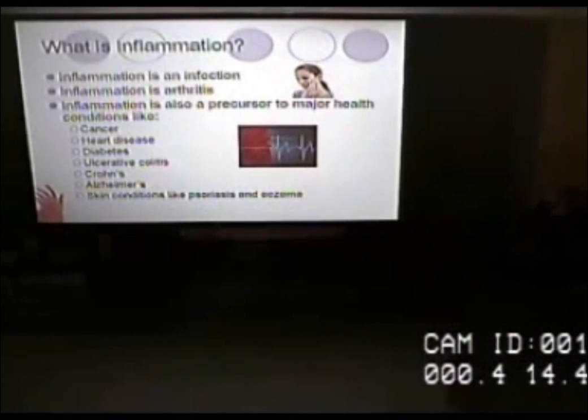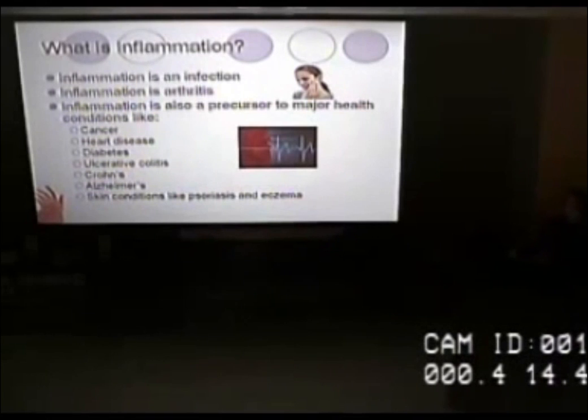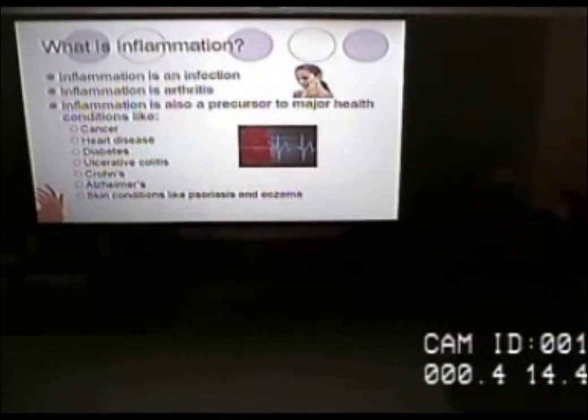Okay, so Genoa got a lot into what arthritis is, but it is inflammation. Inflammation also is an infection. Inflammation also relates to a lot of other diseases. Disease, the word, if you break it down, is dis-ease. It's dis-ease in the body. And a lot of these go back to inflammation. So a lot of them are linked to that, such as cancers, heart diseases, diabetes, ulcerative colitis, Crohn's, Alzheimer's, psoriasis, eczema, like you were saying before, that these are all linked together.